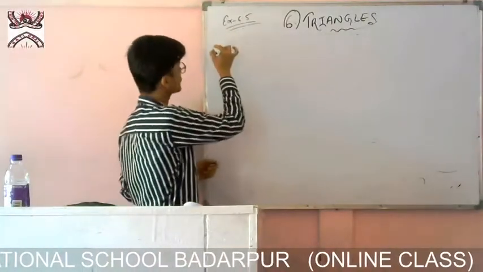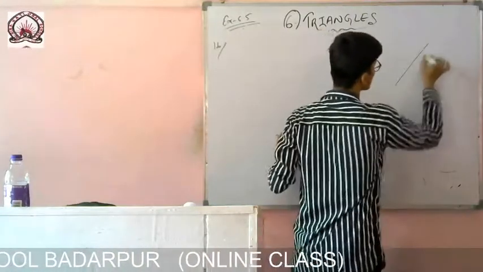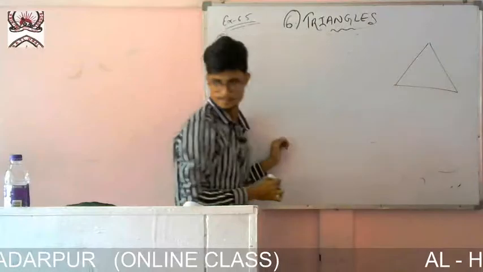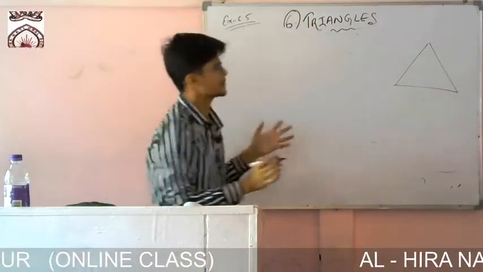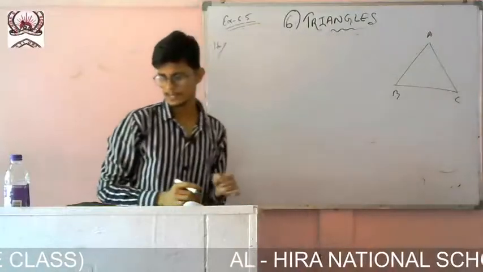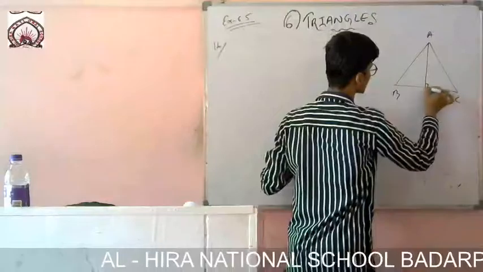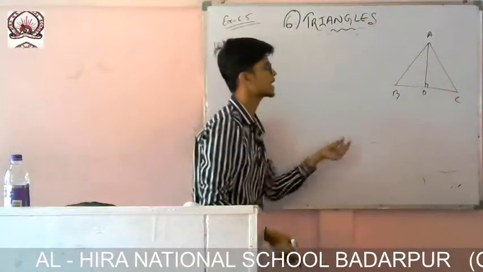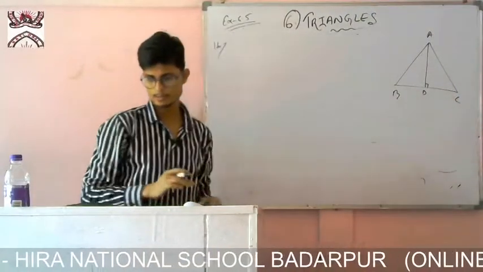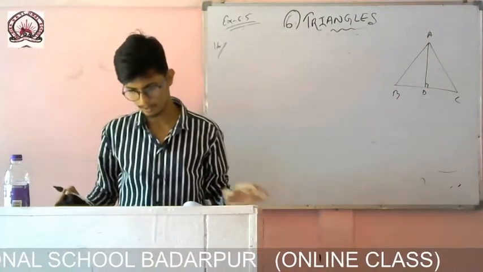Question number 16. So a triangle is given. Let me take ABC. I have taken a triangle ABC, and I have drawn this perpendicular like this. This one we know, since it is an equilateral triangle, this line will bisect this side into equal parts, and all the altitudes of this triangle will be equal also.